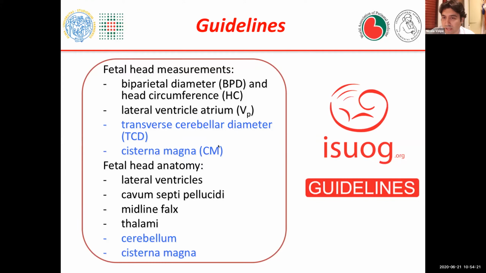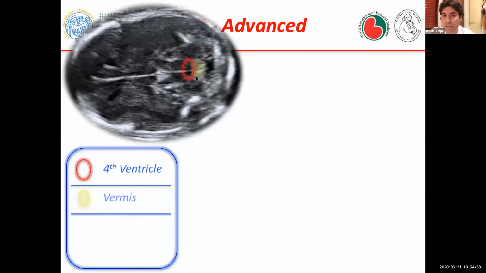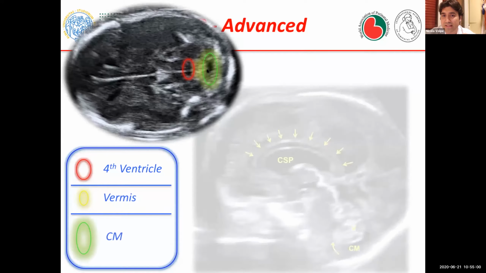The thing is that it is not very clearly stated if we need to see the vermis. What I do every time, and what I recommend, is that as soon as you are at the level of the cerebellum, you go slightly further down, a few millimeters, and you see this. This is a cut of the vermis where you can distinguish the fourth ventricle, the vermis itself, and the cisterna magna.